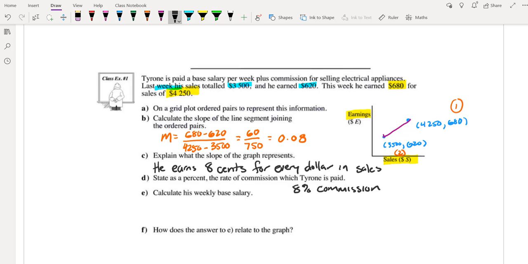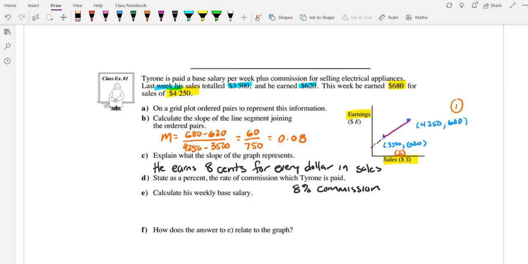So before going into the next question here, let's talk about this line here. If I were to extend this line all the way to the y-axis, it wouldn't make sense to go past the y-axis, because that means he would have negative sales. And you can't have negative sales. And the lowest sales you can have is 0.